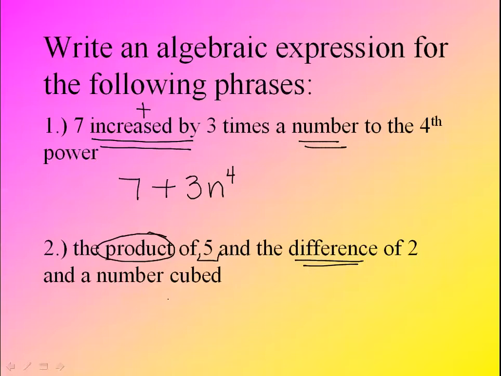So we want parentheses again. 5 times, and we're going to create a subtraction problem in the parentheses. 2 and a number cubed. So 2 minus a number cubed. Now 5 is multiplied by the difference or the answer to that subtraction problem.